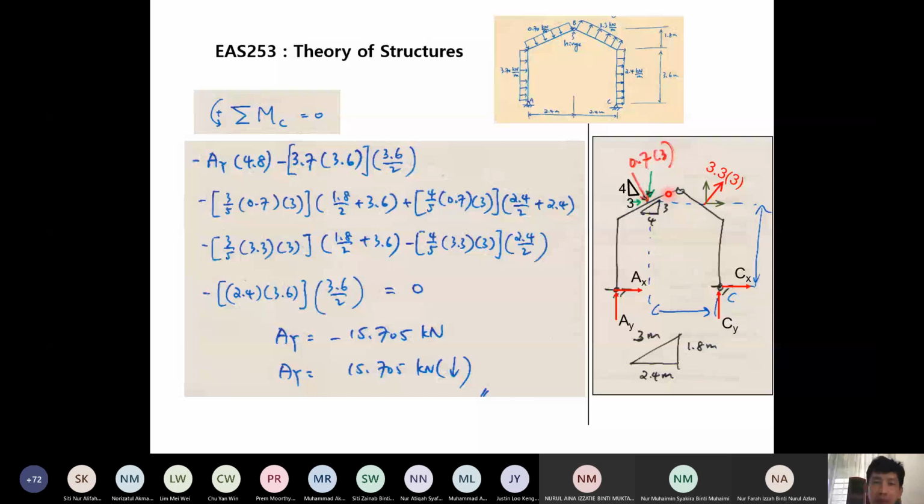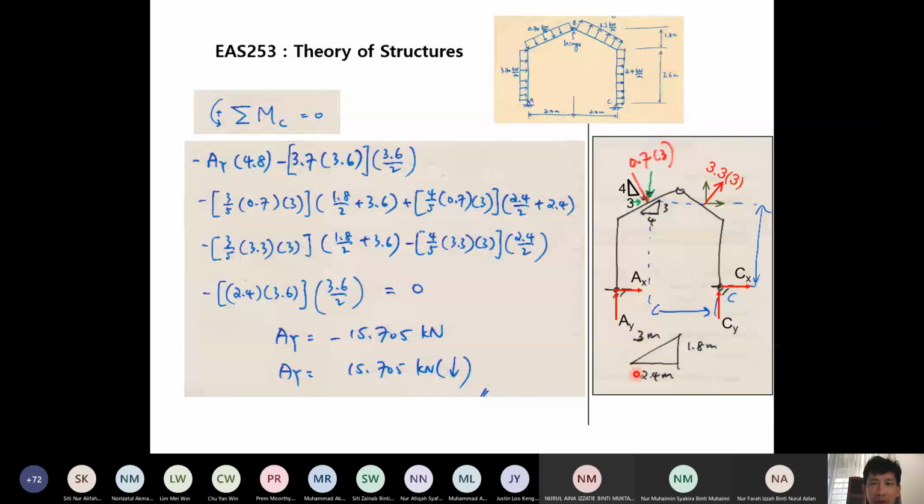2.4, 1.8, you can also write in terms of the ratio of this triangle to be 4, 3, and 5. If you divide this with 0.6, then you get 4. If you divide this with 0.6, 3. If you divide this with 0.6, you get 5. So the ratio becomes 4, 3, 5. So this is where the 4, 3, 5 has come from.